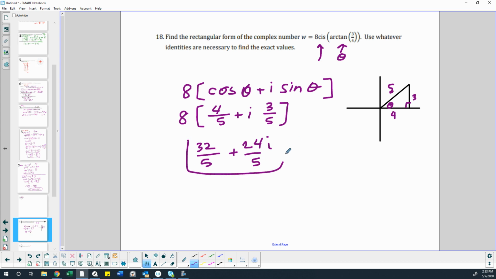So there's our a plus bi form, or the rectangular form of this complex number that's sort of given in a polar form, but with a twist.